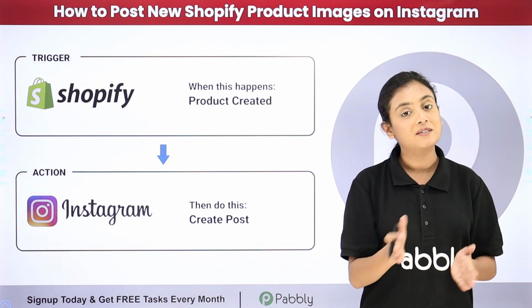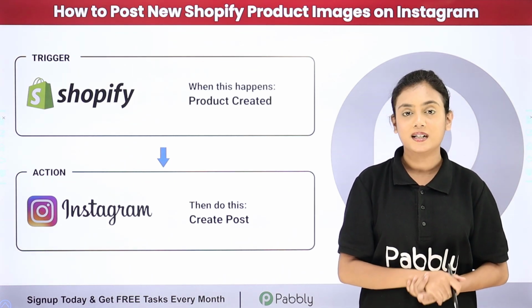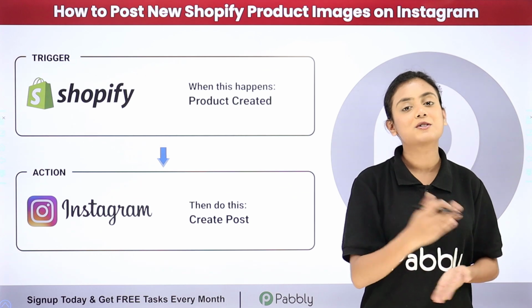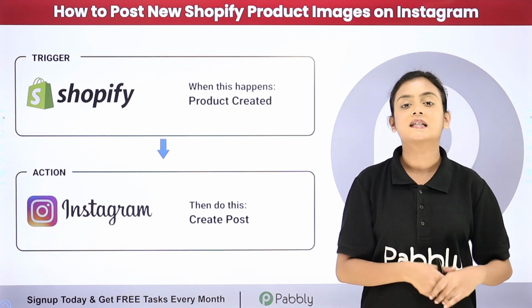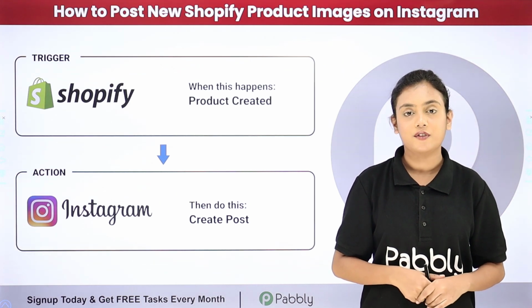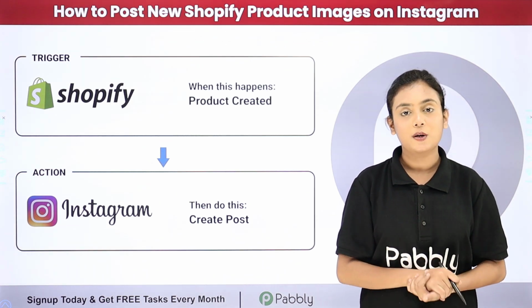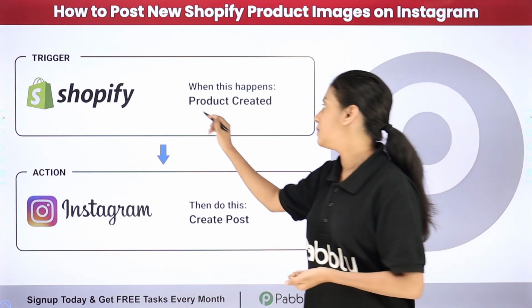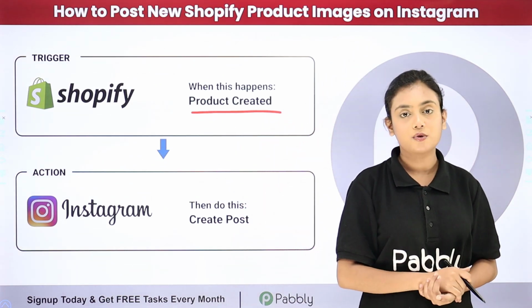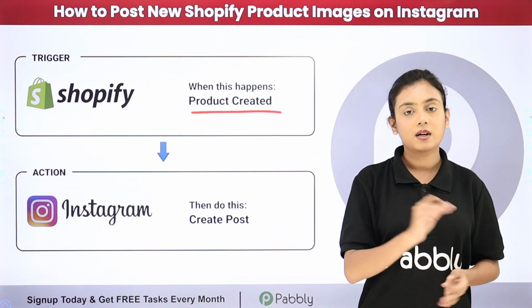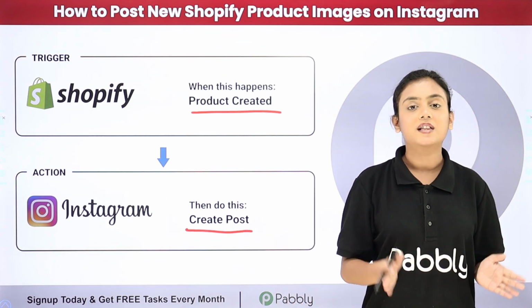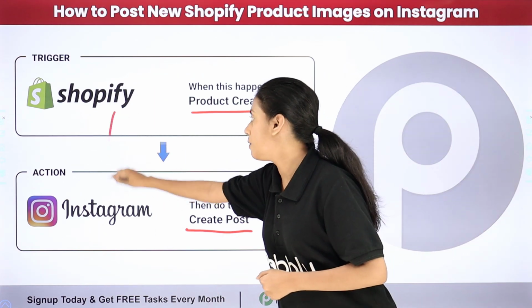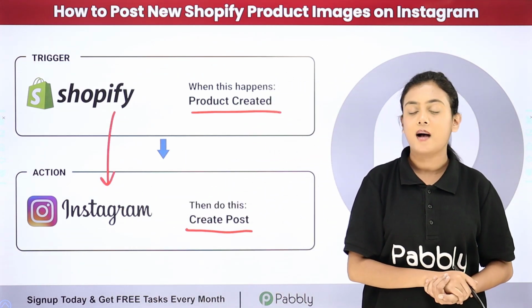Now doing this manually is really time consuming. So what I did was I simply automated this entire process with the help of Pabbly Connect, which is an amazing automation and integration software. In this automation, what we are going to learn is that as soon as we create a new product on our Shopify store, the product that we have created is automatically going to be created as a post on my Instagram account. And for that, we are going to create an automation between Shopify and Instagram with the help of Pabbly Connect.